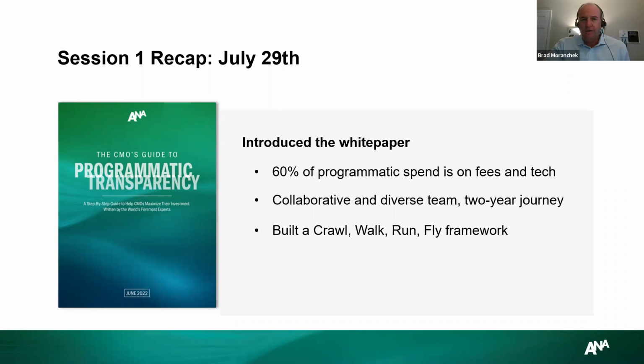And really, when you get to the heart of this white paper, once you get through the upfront section that has more definitions and helps you understand how programmatic works, which I'm also going to talk about today, it's really about a crawl, walk, run, fly framework that you can apply with tons of useful information around questions you can ask, things you should be looking for, watch outs, pitfalls, opportunities, all those kinds of things as you unpack every aspect of programmatic advertising.